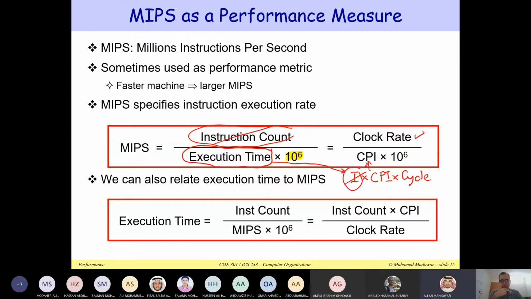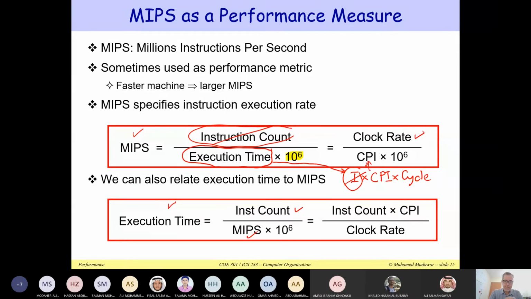Now remember the execution time. You see that we can manipulate these equations, no problem. If I know the MIPS rate, if this is given to me, I can calculate the execution time based on the MIPS rate. So this is the execution time: the instruction count divided by the MIPS rate. This is another equation for the execution time based on the instruction count and the MIPS rate.